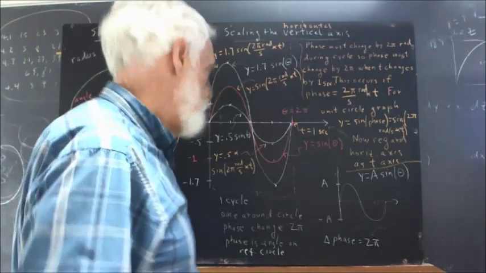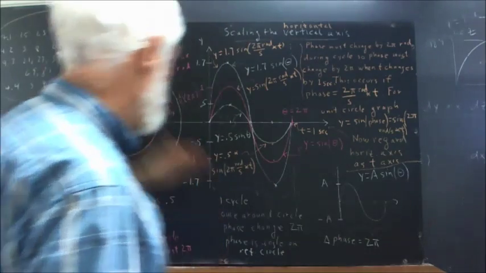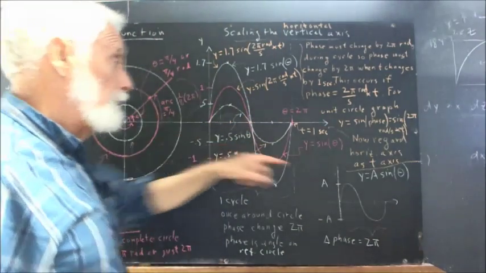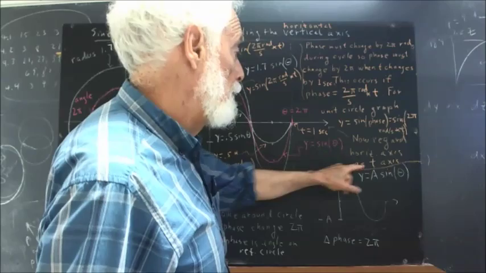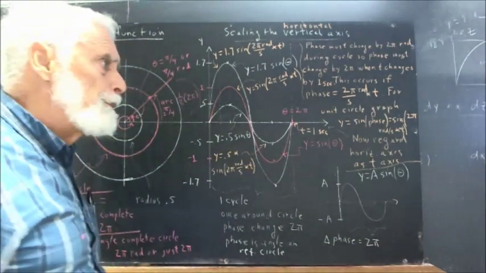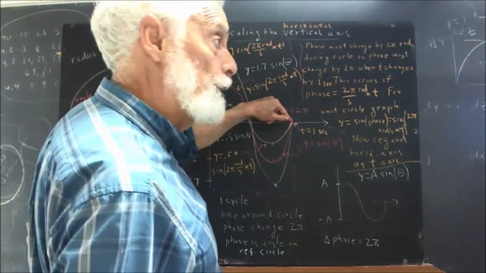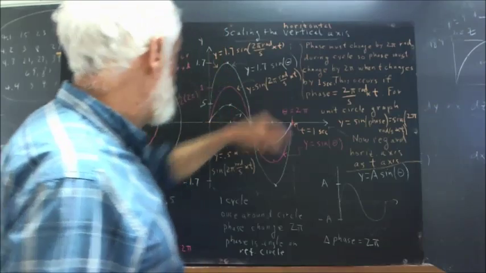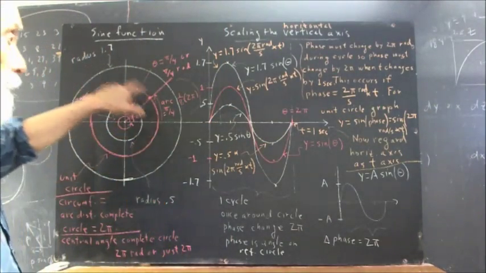Now, we could do an alternative labeling of the horizontal axis. Okay, so now we regard the horizontal axis as our t-axis, and we say that t equals 1 second at this point. That corresponds to motion around the circle.